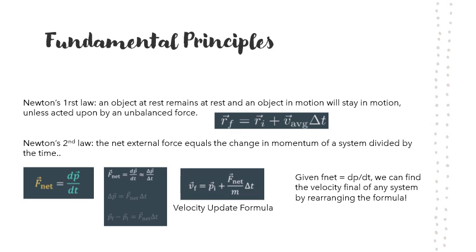Newton's first law reads: an object at rest remains at rest, and an object in motion will stay in motion unless acted upon by an unbalanced force. And Newton's second law reads: the net external force equals the change in momentum of a system divided by the time. And so we know that Newton's second law states that F net is the derivative of momentum over the derivative of time. And rearranging this equation, we can actually see that we can get a final momentum with this: momentum initial plus F net times delta t, and dividing by mass gives the final velocity.